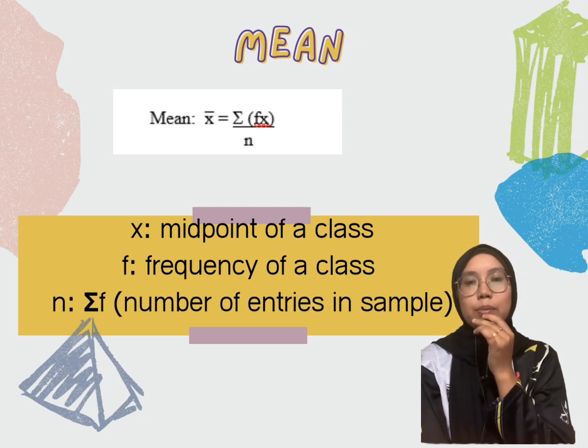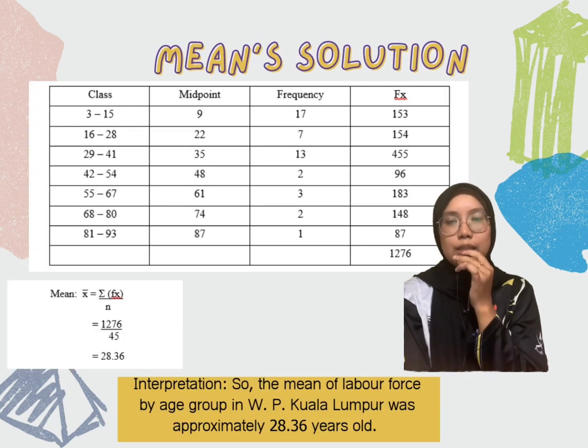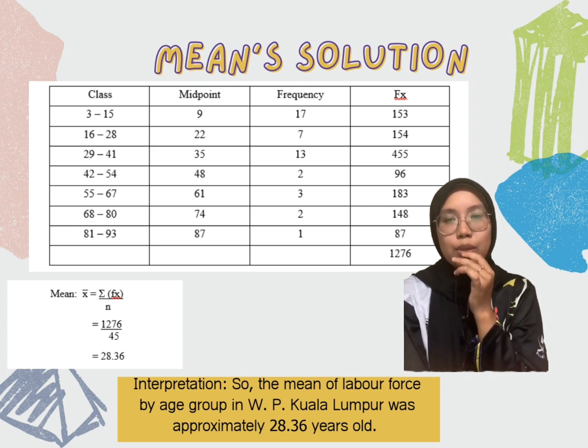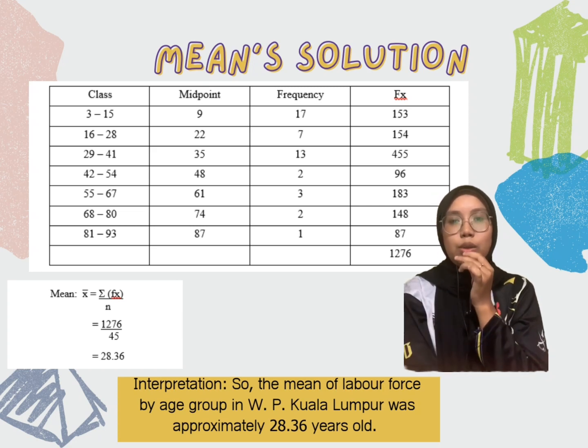The formula of mean provided in this slide is x bar equal to the sigma sum in bracket fx divided by n. As you can see, this is the table of mean. By using the formula given, you can find the answer of mean. The solution is x bar equal to the sigma sum in bracket fx divided by n. So, the mean of labour force by age group in Wilayah Persekutuan Kuala Lumpur is 28.36 years old.